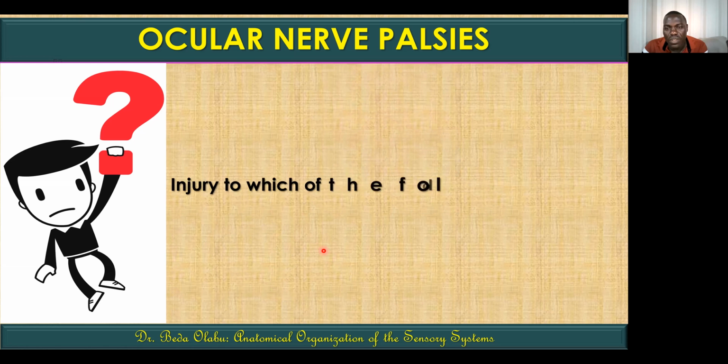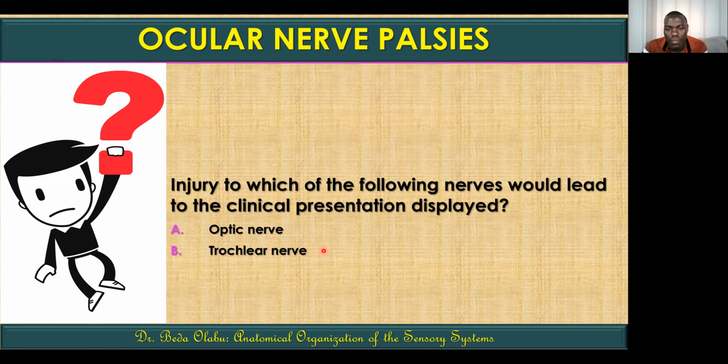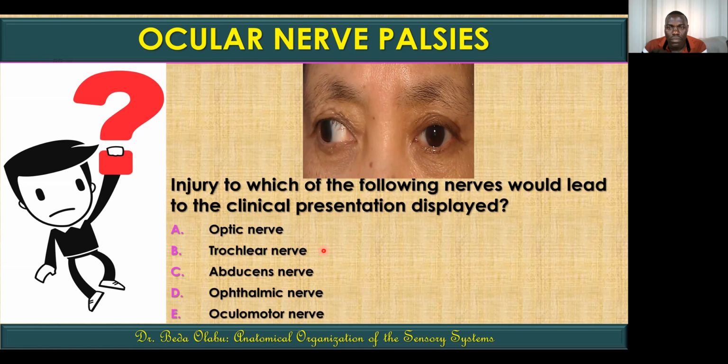So the last one is oculomotor nerve palsy. And this is oculomotor nerve palsy. Maybe you're not seeing it nicely, but again, still on the right eye. The eye is abducted in this case. We have lost adduction, and we've lost adduction because we've lost the function of medial rectus. So the eye is abducted.